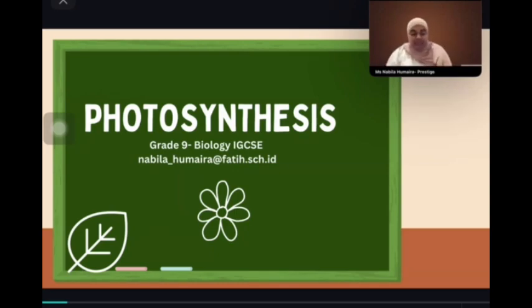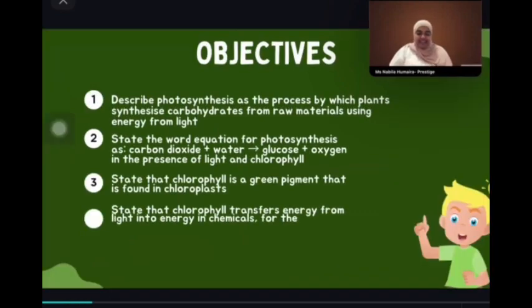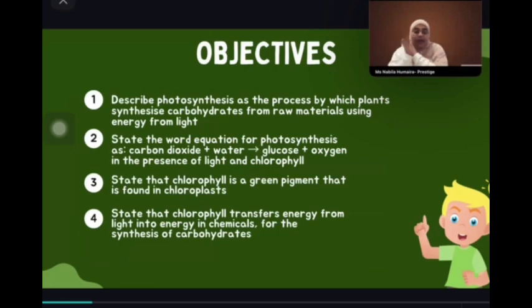And today we will learn about one very interesting topic in biology about photosynthesis. Are you ready to learn today with me, everyone? Okay. So, the objective of the lesson for today is to describe photosynthesis as the process by which plants synthesize carbohydrate from raw material using energy from light. Today is a very interesting topic. We will learn how the process of plants making their food works.